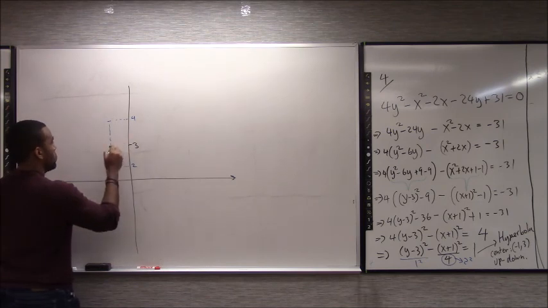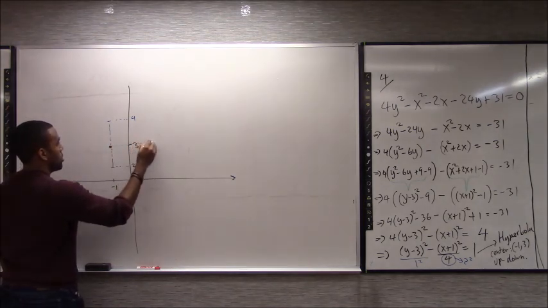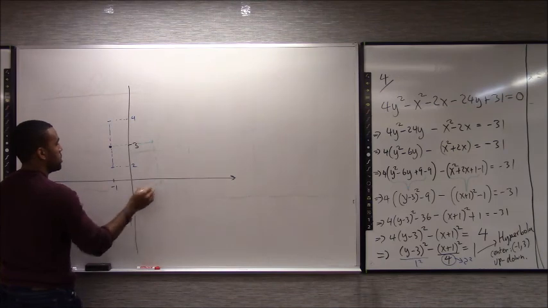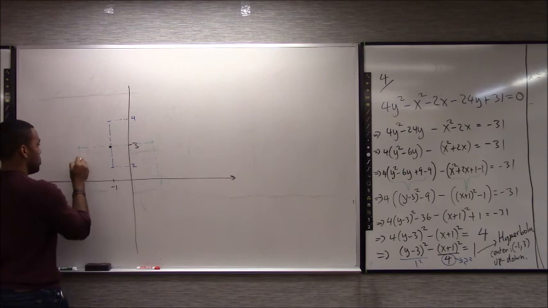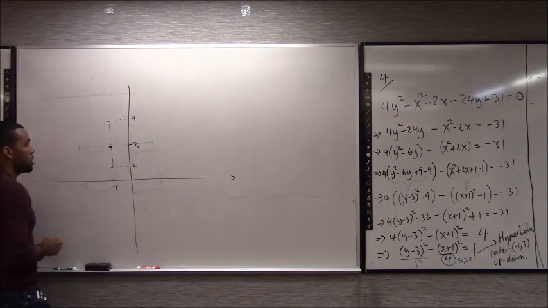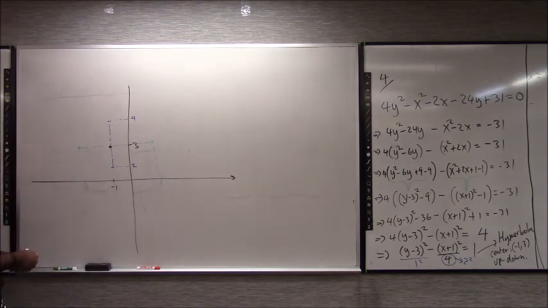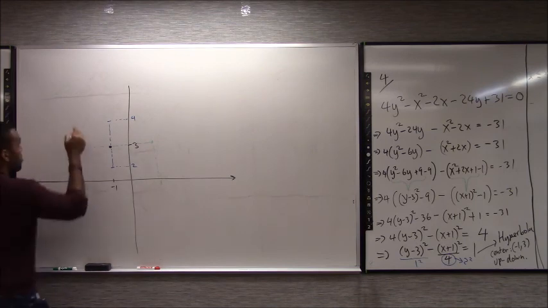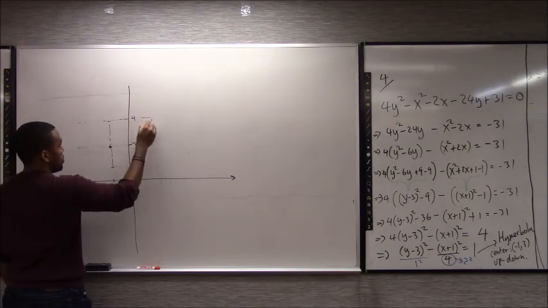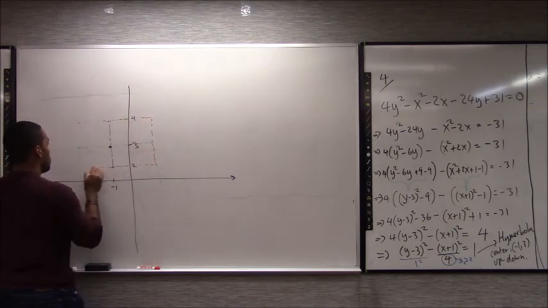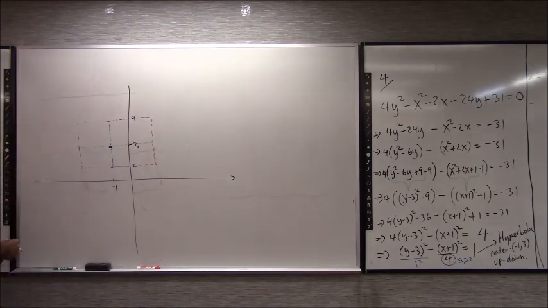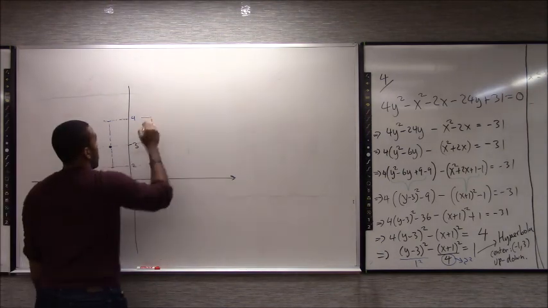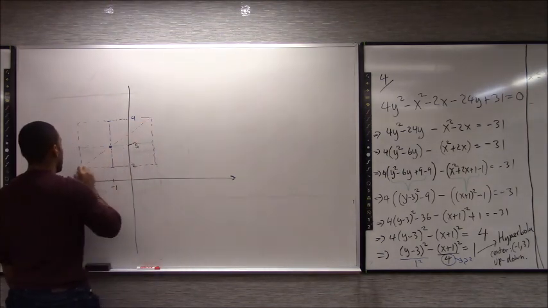So I will move to the left, that's going to bring me all the way over here to positive 1, and move to the right, it's going to bring me all the way over here to negative 3. Okay, now what? Get the same box. Now what? Draw the asymptotes. So pretty much you have the diagonals and you extend them.